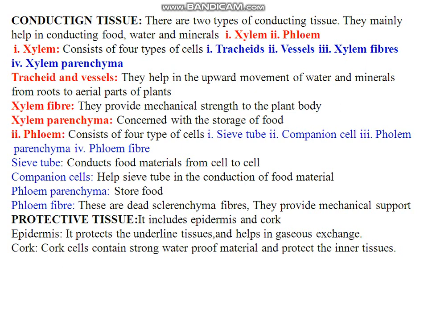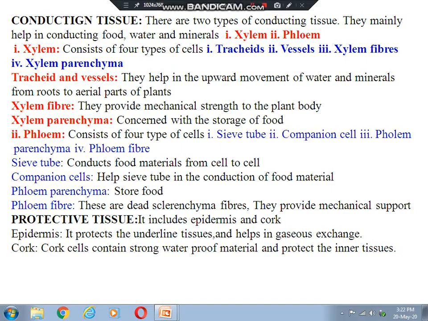So I think I have completed the plant tissue portion. After completing animal tissue, I will give you some questions, and you have to go through the chapter thoroughly, read each and every line, then try to solve some exercise questions.